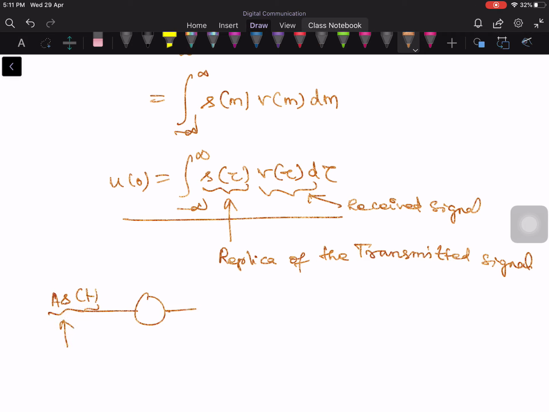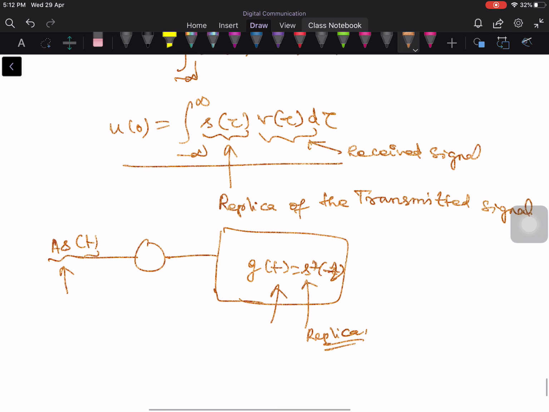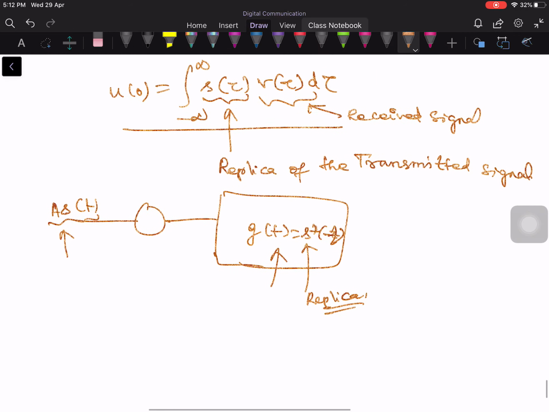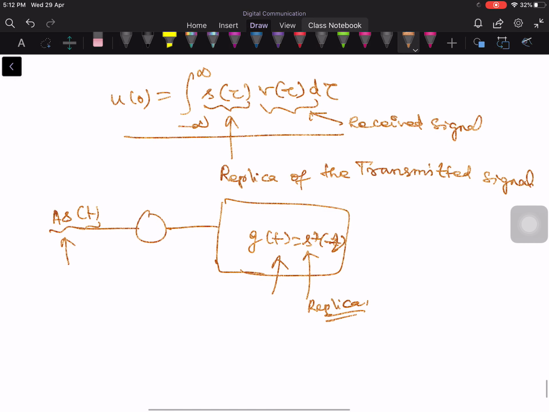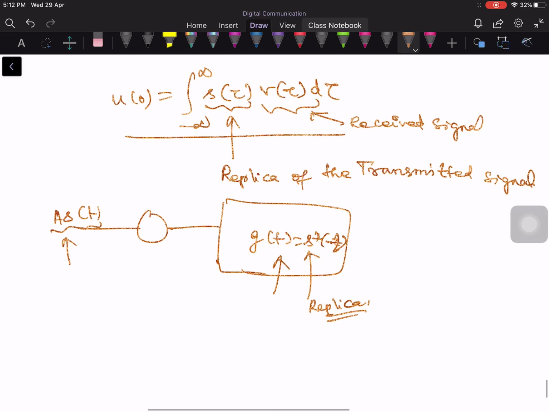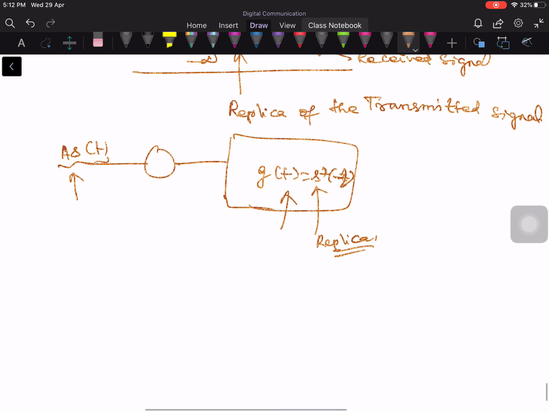The same transmitted signal you are making replication in this filter also, because your g of t is matched to s conjugate of minus tau or minus t. So this is the replica of the matched filter. Okay, so the output is correlation of the received signal and the replica of the transmitted signal. Therefore, the output of the matched filter at the sampling instant t equal to 0 can be regarded as having been obtained by correlating your received signal with the replica of the transmitted signal.